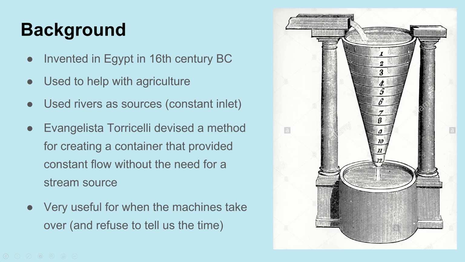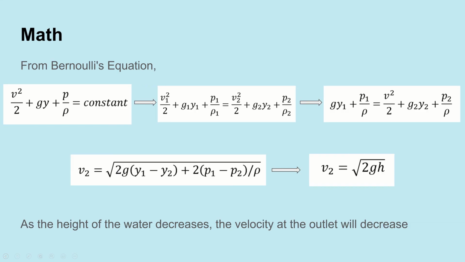These early water clocks had a constant flow of water into the tank, like shown in the picture. Evangelista Torricelli didn't want to rely on this constant flow, so he designed a container that would provide constant flow. Again, we built this water clock so that once the machines refuse to tell us the time, we can still get an accurate time. In class, we learned about Bernoulli's equation.